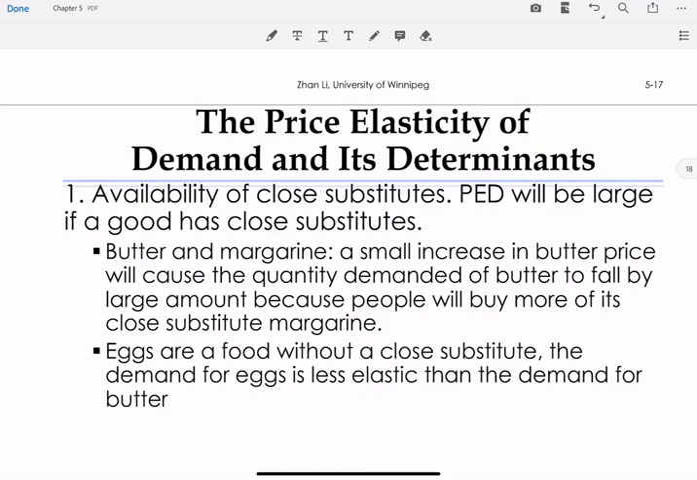You could think about butter and this man-made butter, which is called margarine, right? So in this case, you can imagine that if butter and margarine are close substitutes, and there is a small increase in butter price, then a lot of consumers will just flock to buy margarine instead.